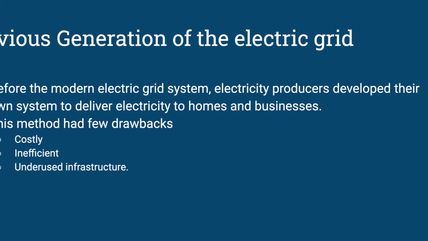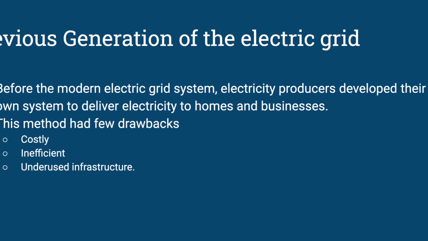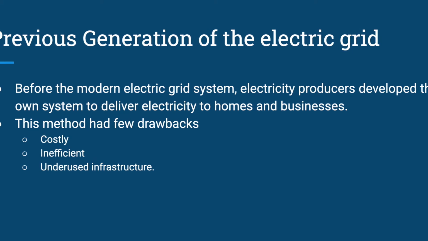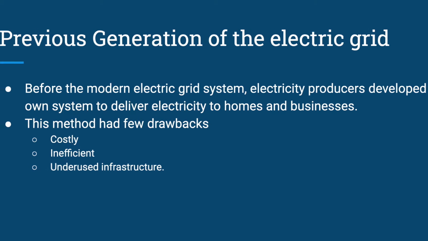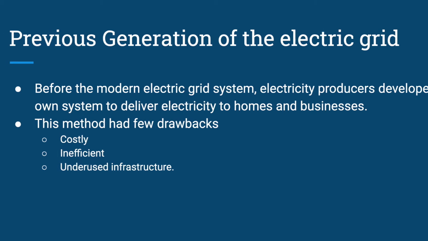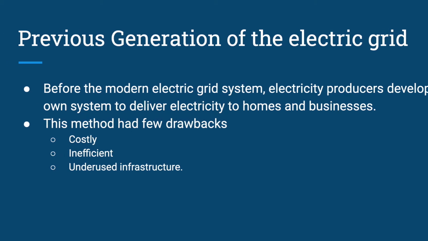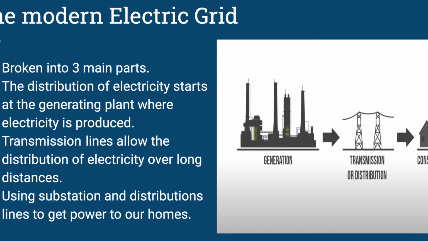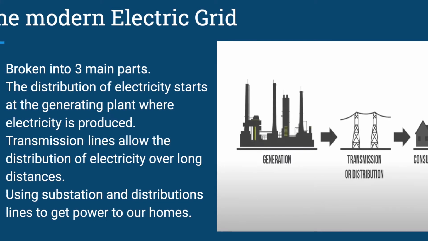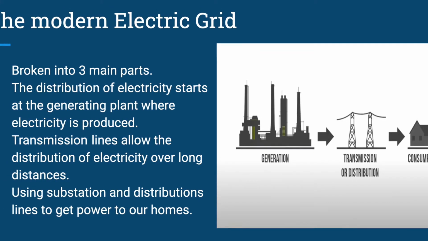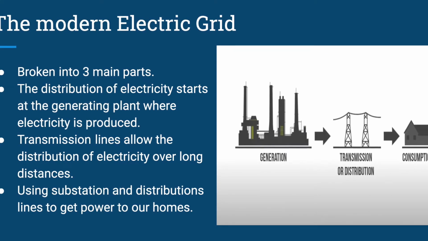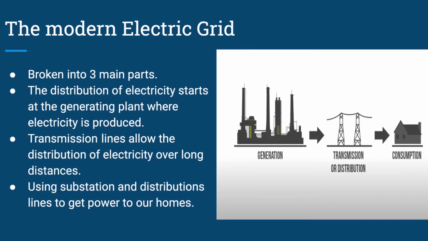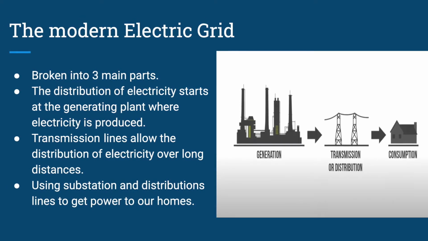The previous generation of the electric grid system. Before the invention of the modern electric grid system, electricity producers developed their own systems to deliver electricity to homes and businesses. This method had a few drawbacks. For example, it was costly, it was inefficient, and it had underused infrastructure. This led to the creation of the modern electric grid system that we have now. It's broken into three main parts, including the generation, the transmission and distribution of electricity, and the consumption in our daily homes.